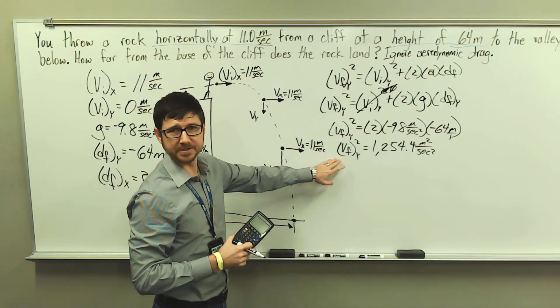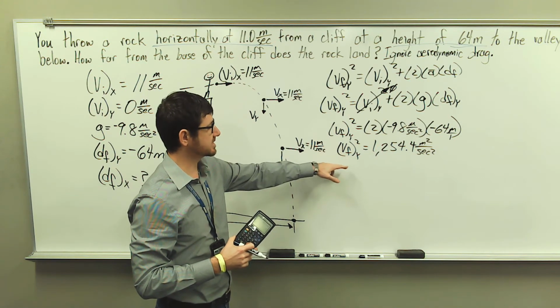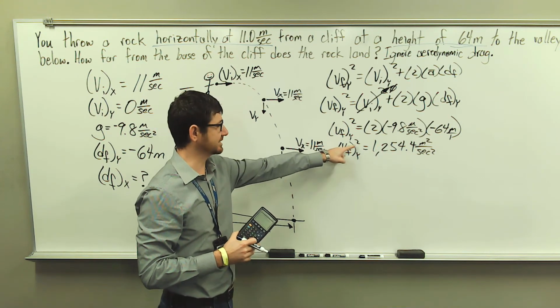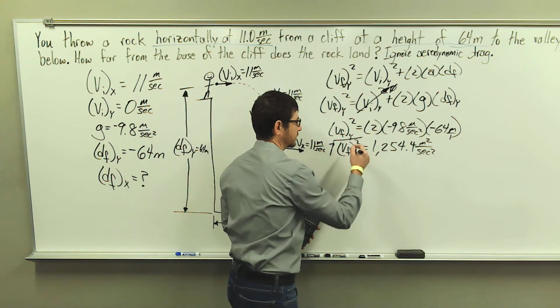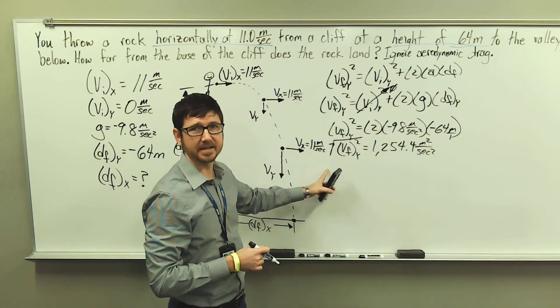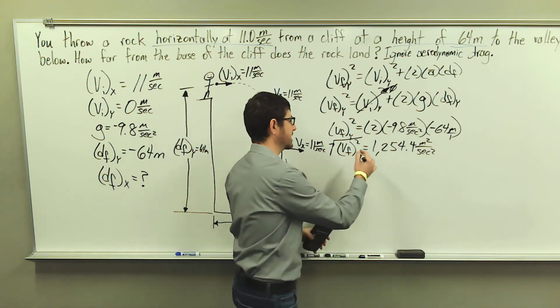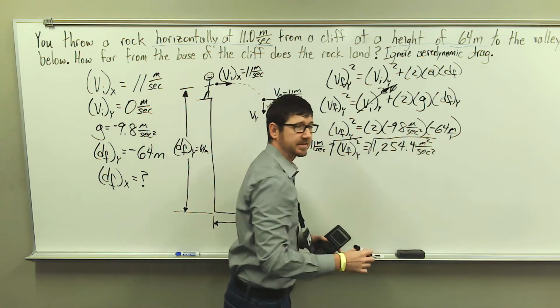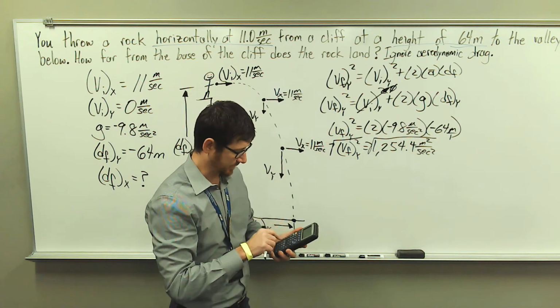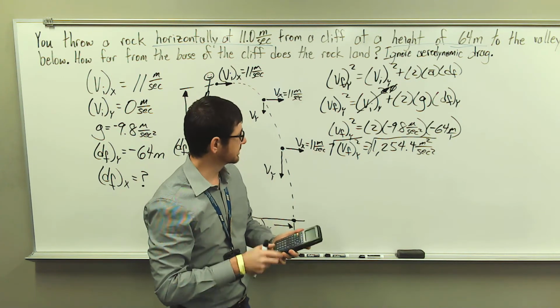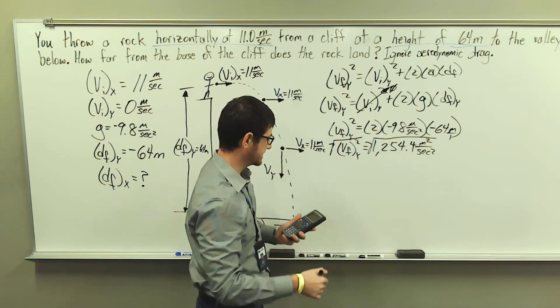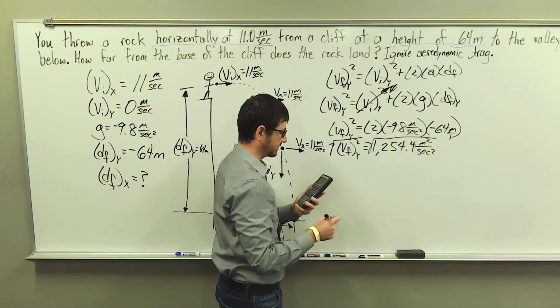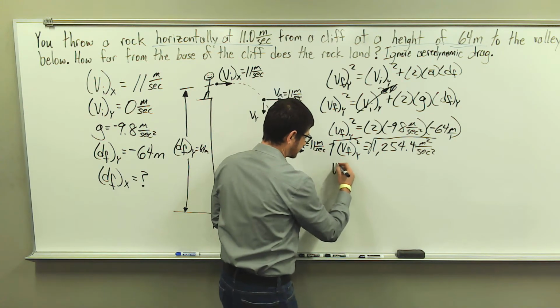Now, we're not finished here because we have final velocity in the y direction squared. We need to eliminate our squared. So we're going to take the square root. And what you do to one side to keep it balanced, you have to do to the other side. So we're going to take the square root of both sides. So on your calculator, the square root of 1,254.4 is 35.42.